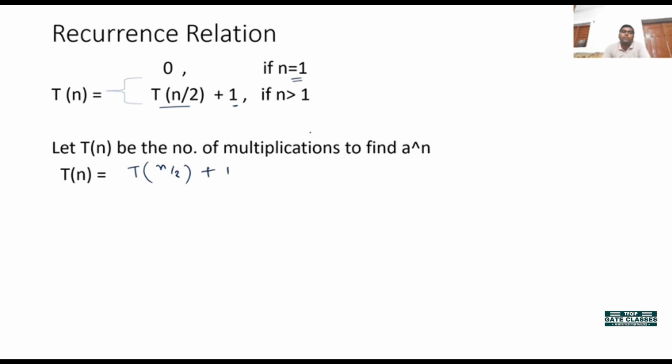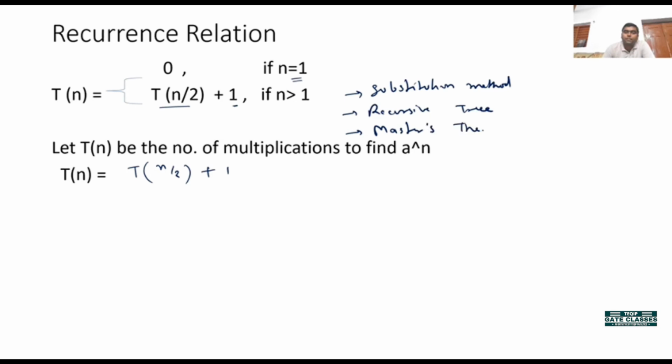So for solving a recurrence relation, there are three strategies. What are those strategies? The first method is the substitution method. Next one is the recursive tree method. And next one is Master's method or Master's theorem. Okay, so in this case, you may apply any one. So let us solve this by the substitution method.